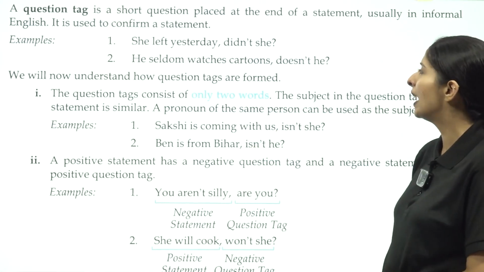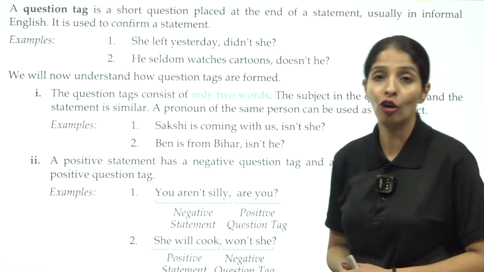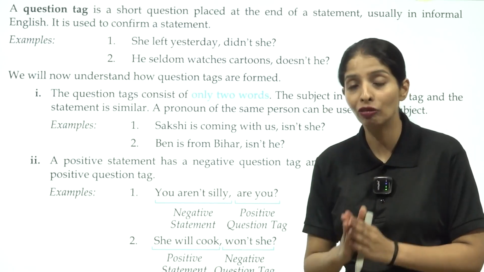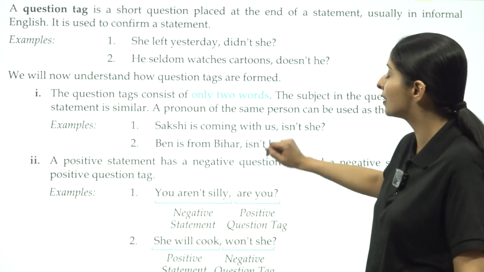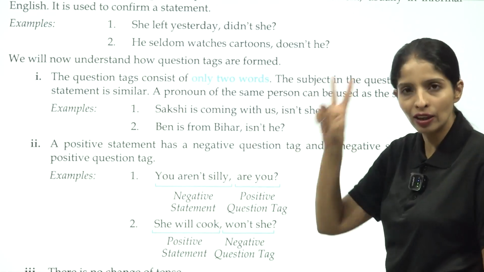We will now understand how question tags are formed. So the first thing to keep in mind before putting any question tag is that question tags consist of two words, always.